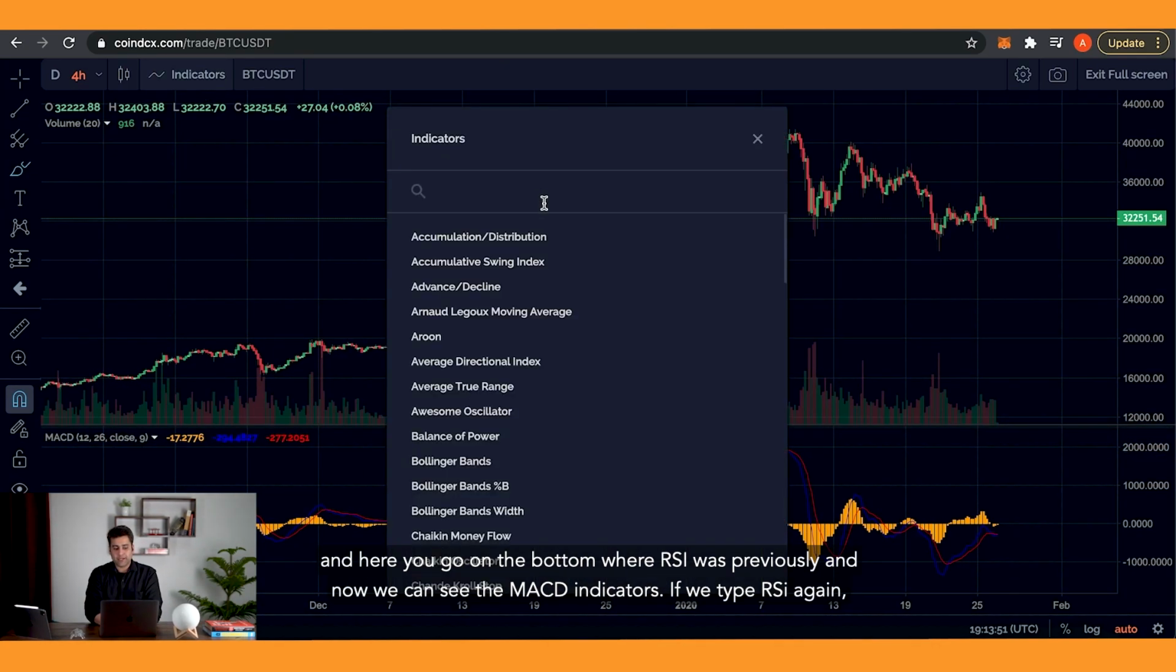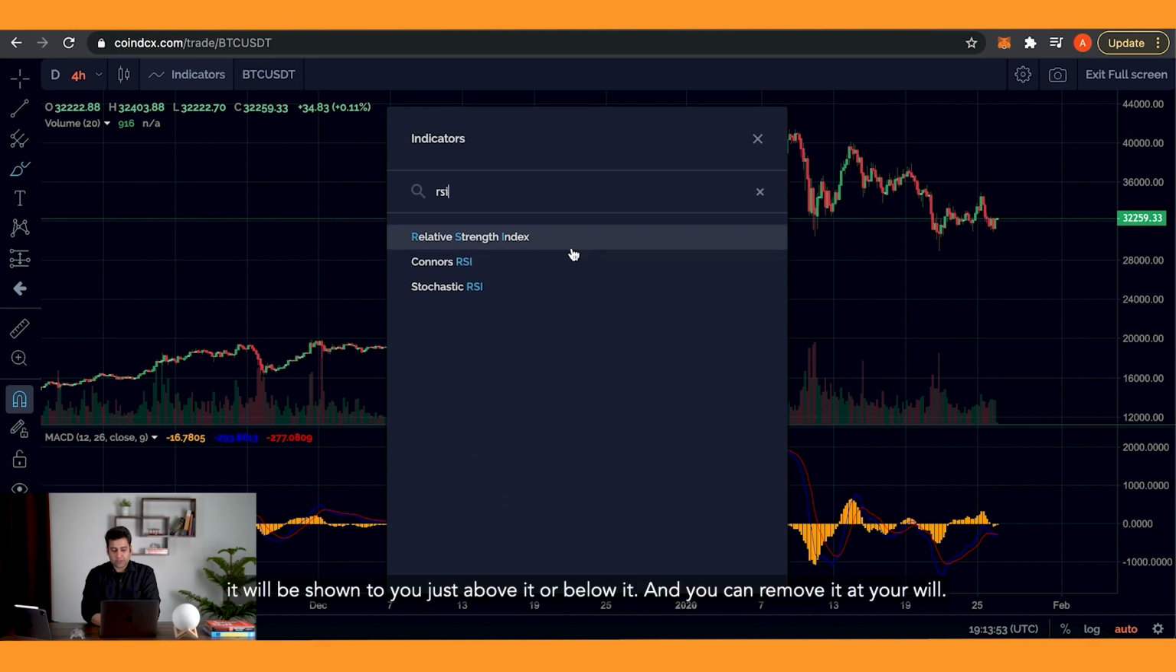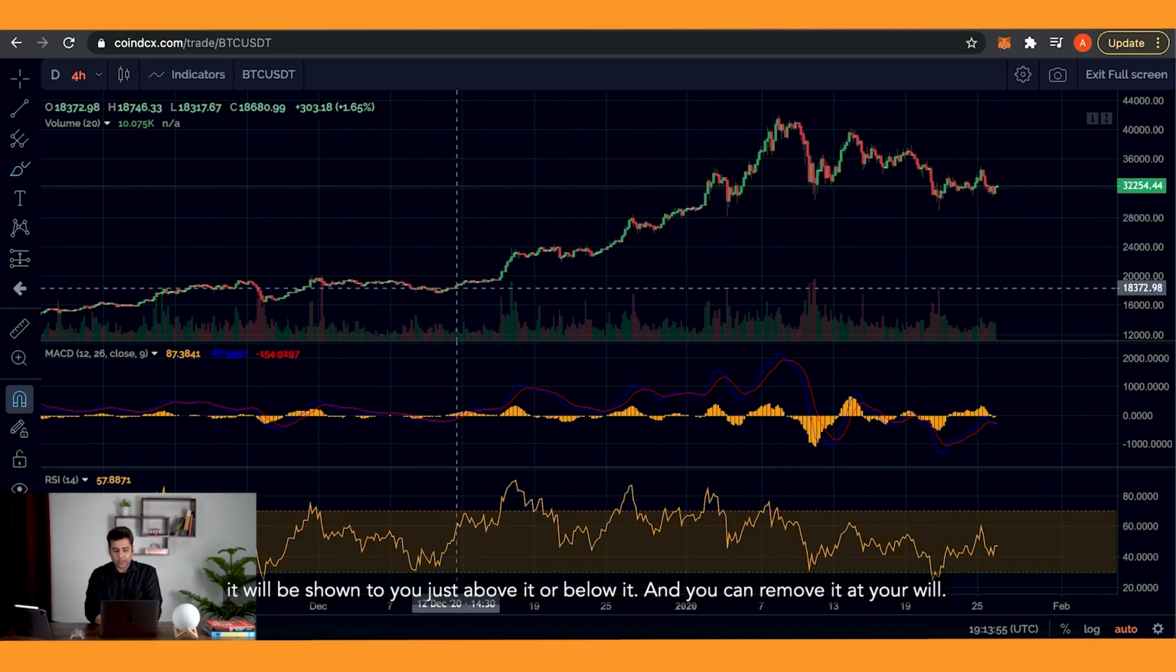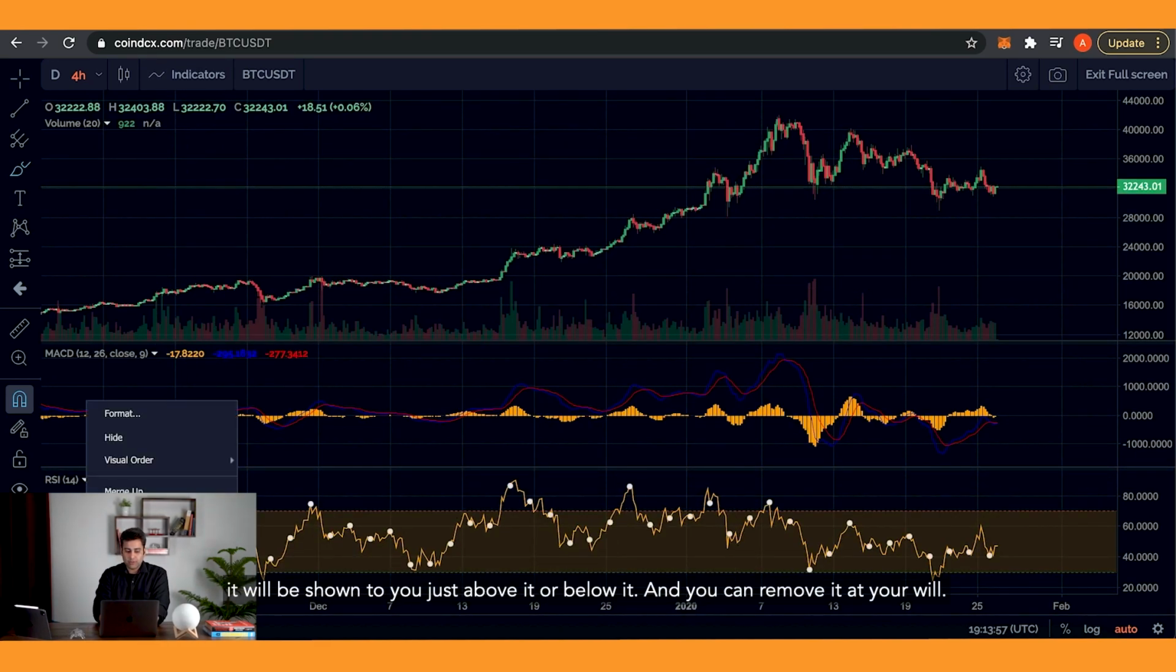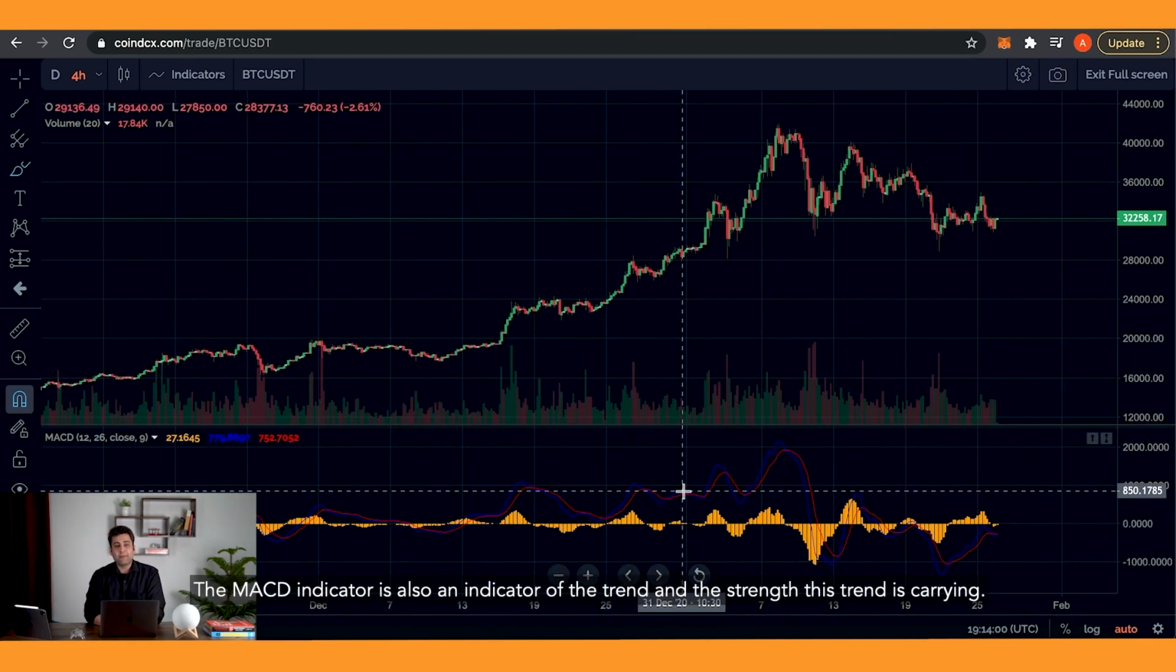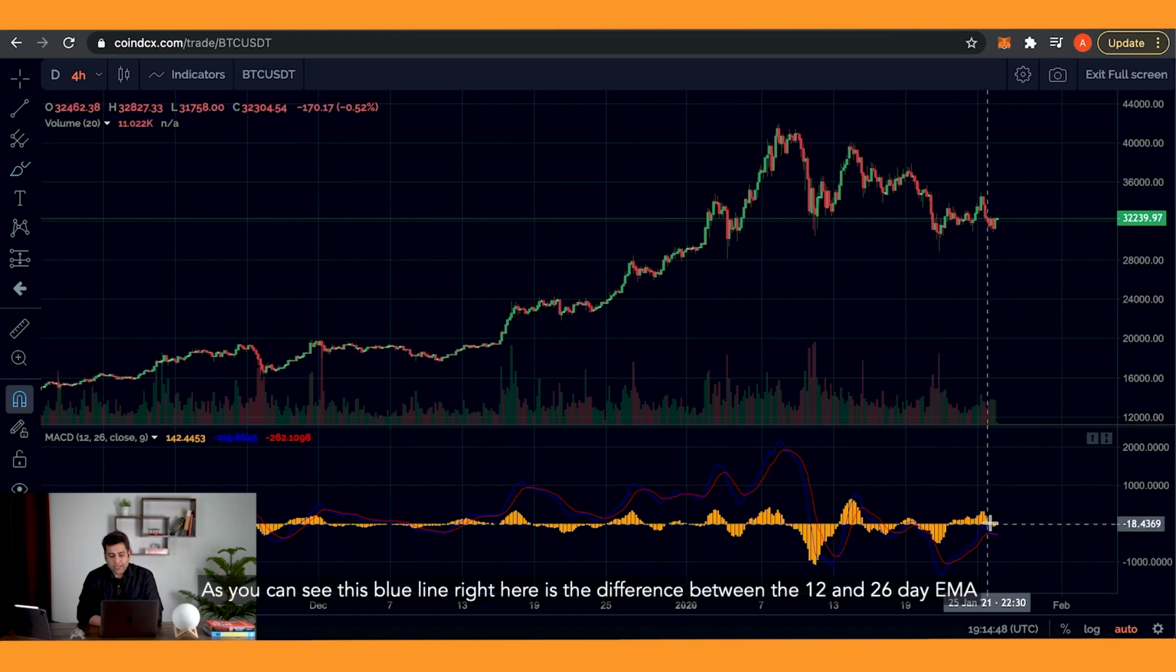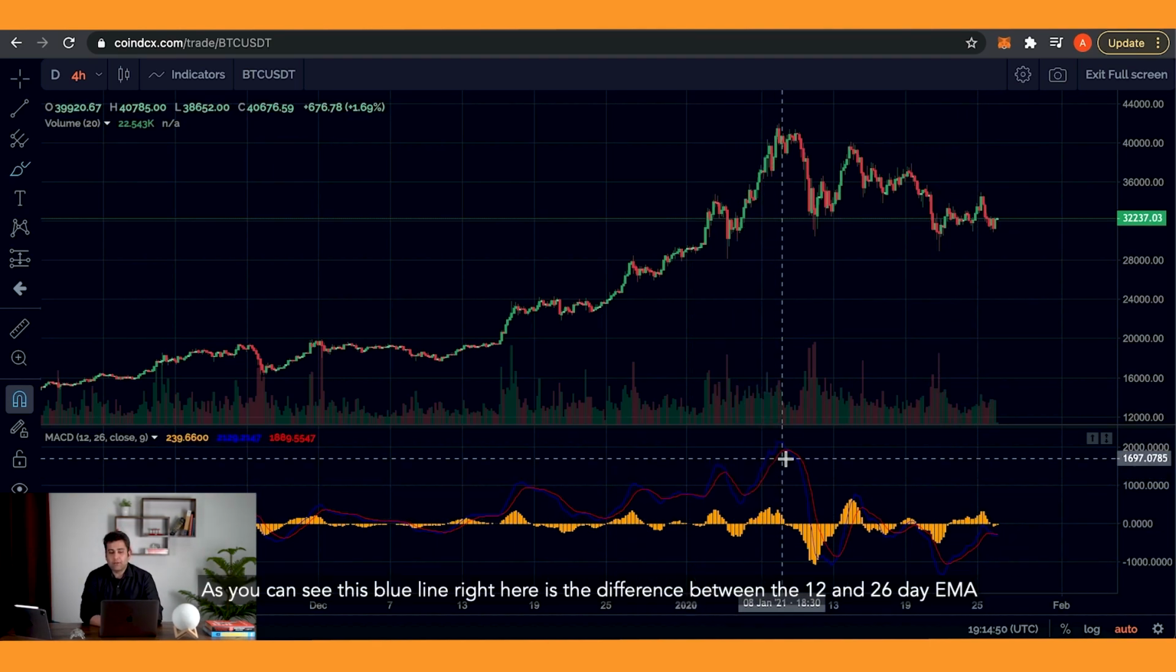Although you can use RSI again, it will just show you above or below it, and you can remove it at your will whenever you want. So the MACD, let's focus on that. The MACD indicator is basically also an indicator of the trend and also the strength that this trend is kind of carrying.